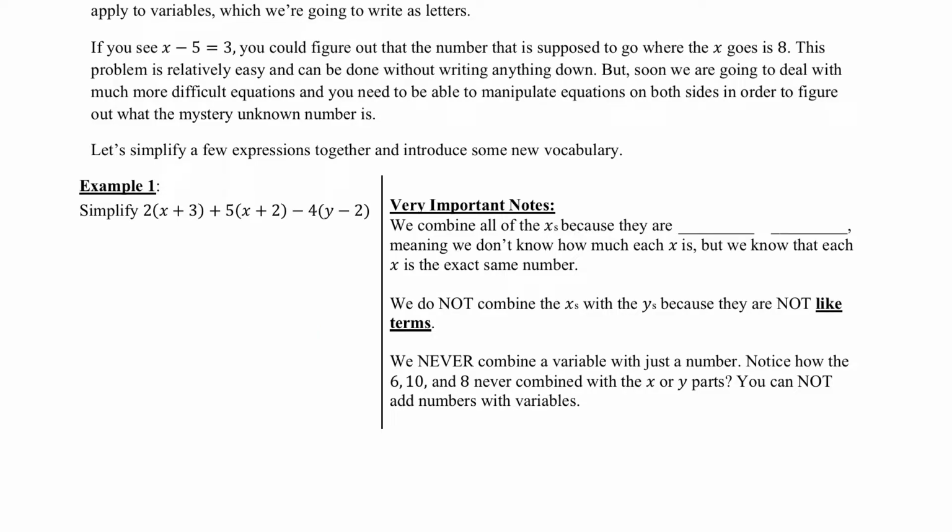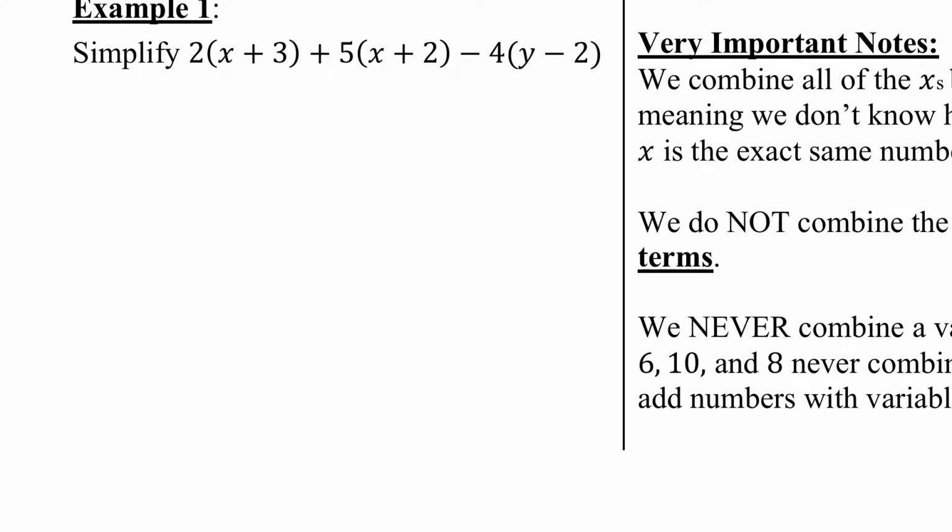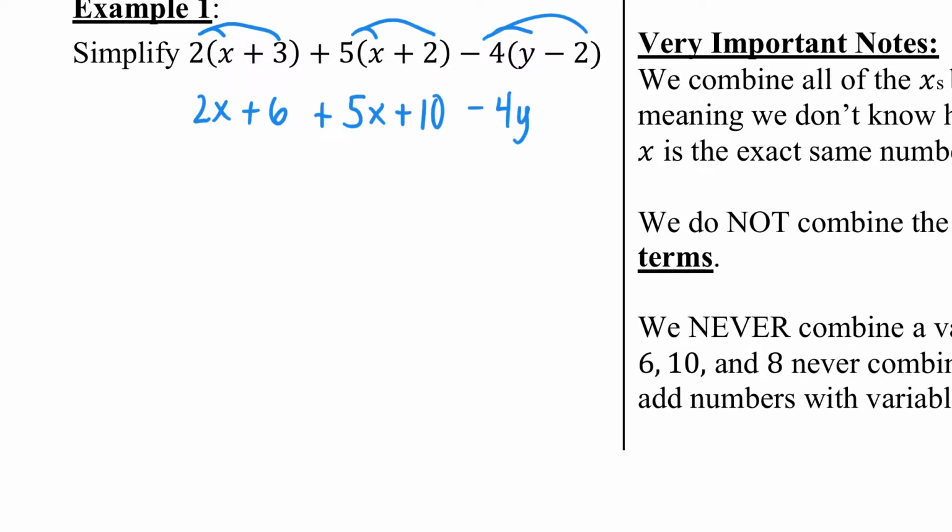let's do this example here. Okay, so we're going to distribute here. They want us to simplify this expression. So this is an expression, and we're going to distribute all three of these things. So 2 times x is 2x, 2 times 3 is 6, 5 times x is 5x. Excuse me, sorry, 5 times 2 is 10. Negative 4 times y is minus 4y. And then be careful here, negative 4 times negative 2 is positive 8. So we're going to do plus 8 here.